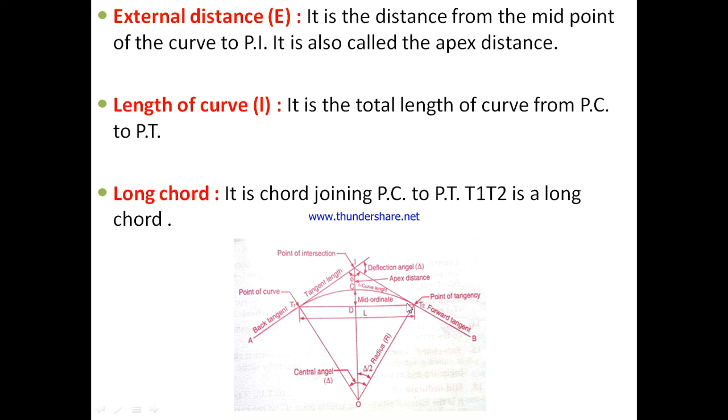So these are some basic definitions and their notations related to simple curves. Thank you.